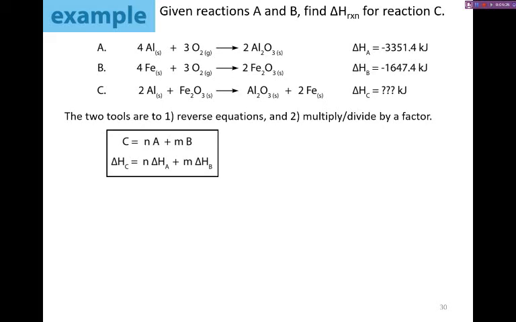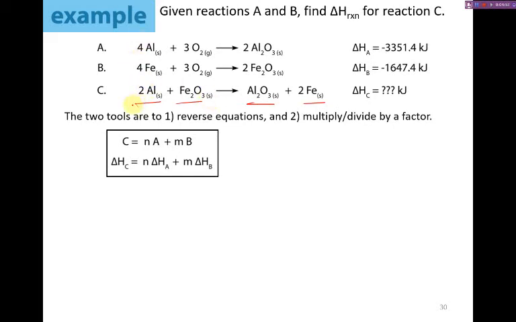So how does this look? Well, we know that we want to get this reaction where we have aluminum and iron oxide in the reactants and aluminum oxide and iron in our products. So what you want to do is identify for each reaction what manipulation you need to do in order to get the desired reaction.